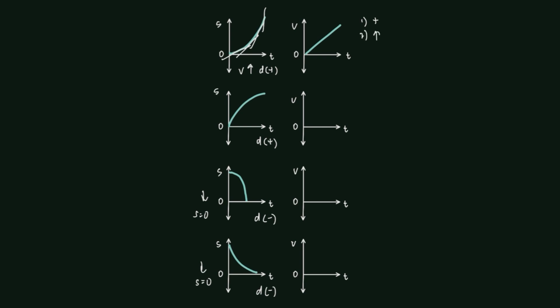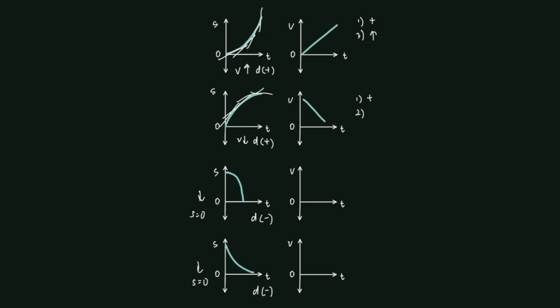Now let's try the second one. If you keep drawing the gradient along the graph, you can tell that it decreases because it gets less steep. So what does this tell you about the velocity? Well, that decreases because the gradient is getting less and less steep. If we try drawing this graph, it'll look like this. Here, the direction is positive and it is decreasing.